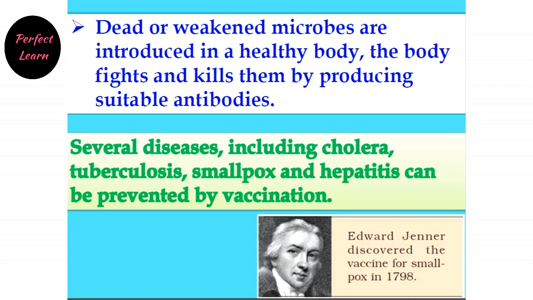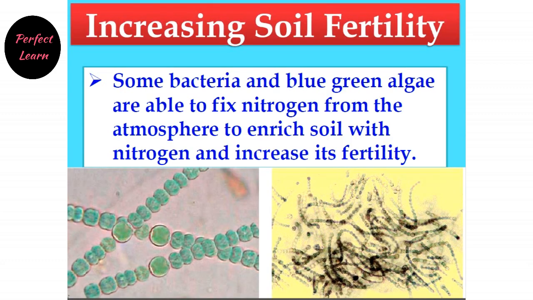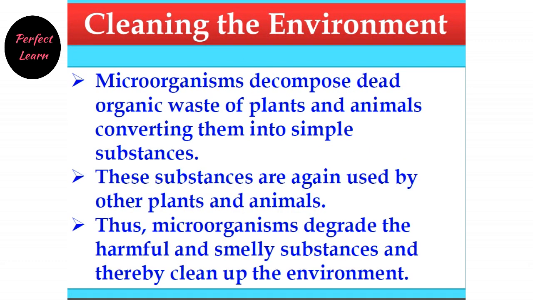Several diseases, including cholera, tuberculosis, smallpox, and hepatitis, can be prevented by vaccination. Edward Jenner discovered the vaccine for smallpox in 1798. Increasing soil fertility. Some bacteria and blue-green algae are able to fix nitrogen from the atmosphere to enrich soil with nitrogen and increase its fertility.